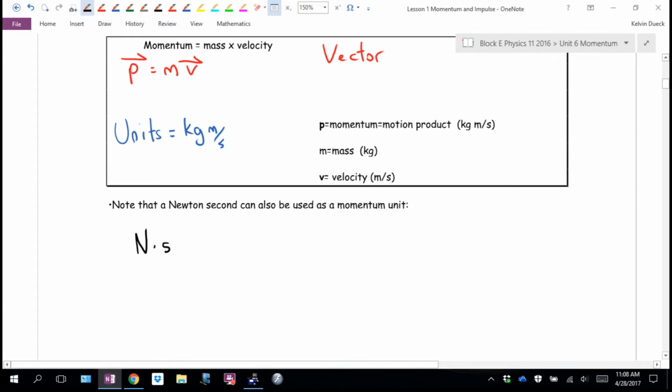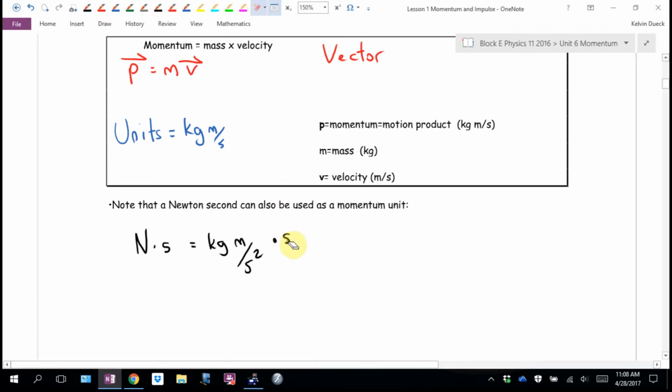In fact, another way to calculate momentum is to go force times time. Really? Yeah. Thomas looks skeptical. I'm going to give him a proof. Thomas, remember I said that Newton's was force, mass times acceleration? A Newton is a kilogram meter per second squared. So a Newton second would be a Newton times second.